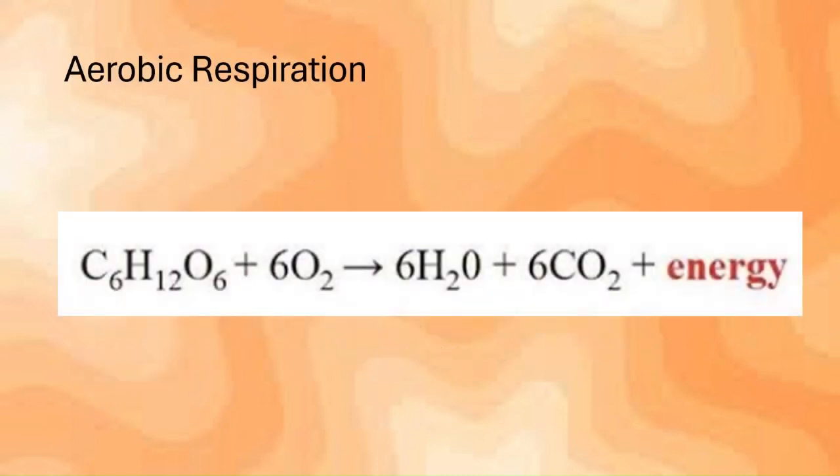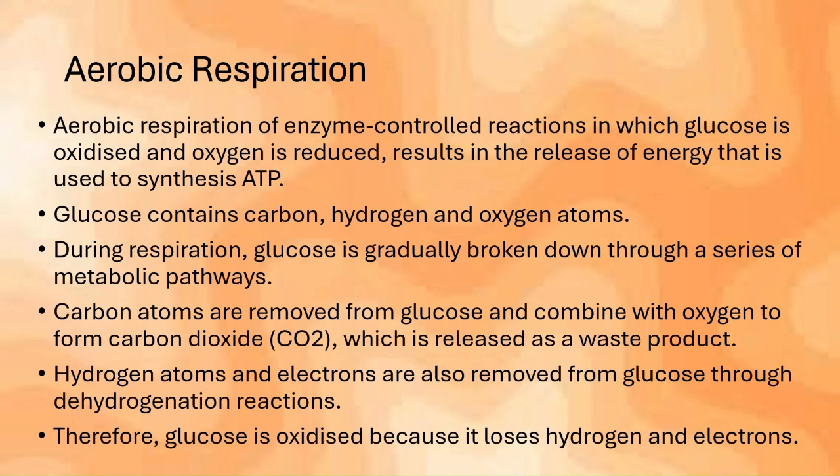So this is the equation for aerobic respiration, and you must know this. On the left-hand side, you have the reactants, which are glucose and oxygen. And on the right-hand side, you have the products, which are water, carbon dioxide, and energy. It is a series of enzyme-controlled reactions in which glucose is oxidized and oxygen is reduced, resulting in the release of energy that is used to synthesize ATP. Glucose contains carbon, hydrogen, and oxygen atoms.